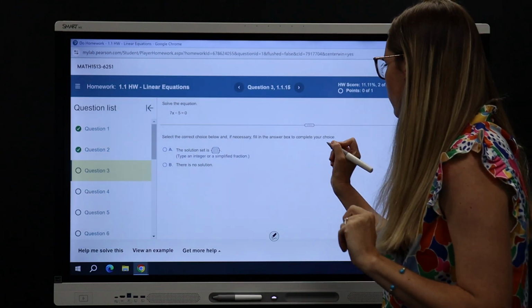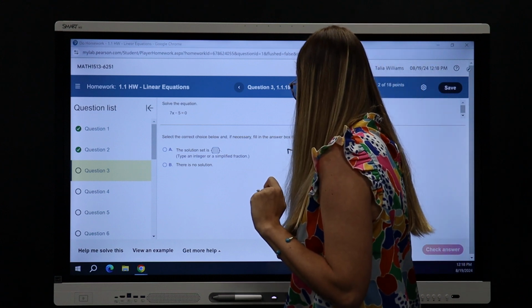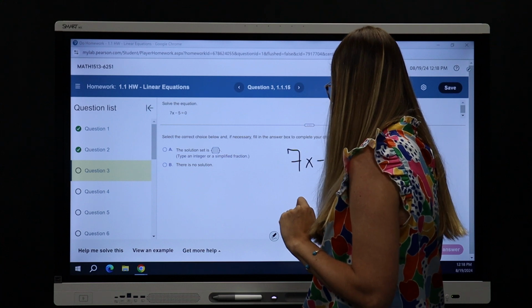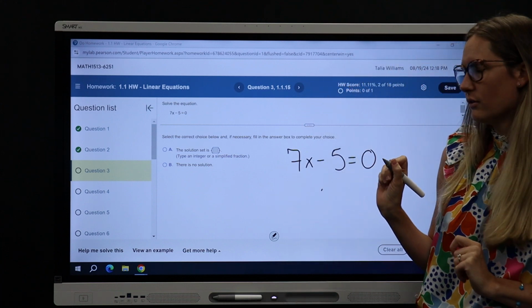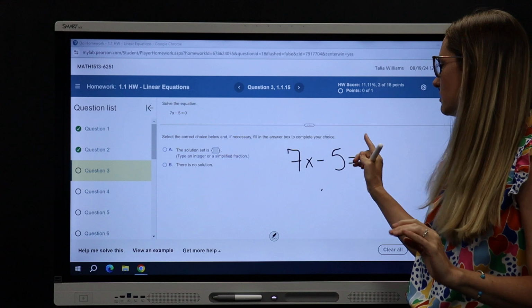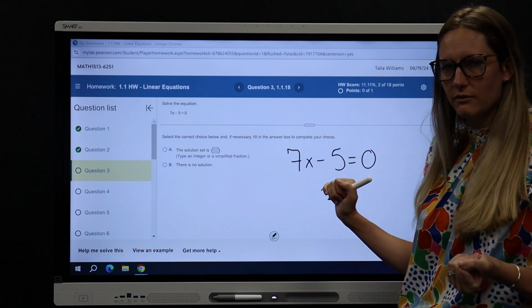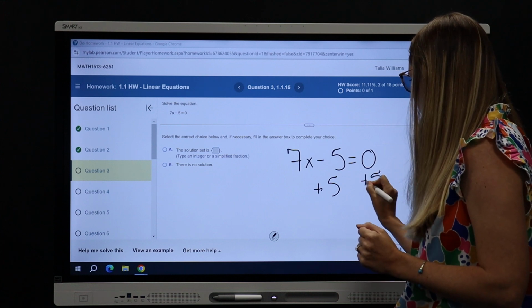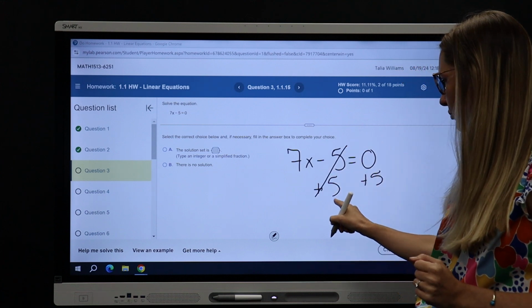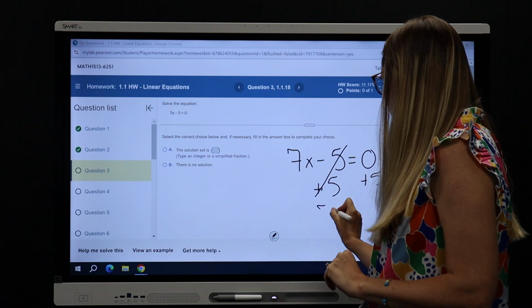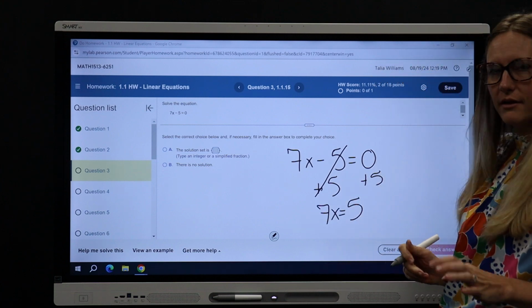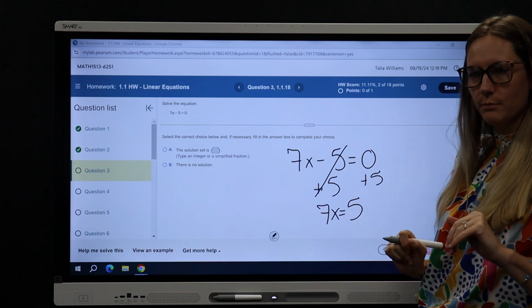7x minus 5 equals 0. So 7x subtract 5 equals 0. So first we're going to move the subtract 5. So the opposite of subtracting 5 is adding 5. Negative 5 plus 5 is 0. So I'm going to have 7x equals positive 5. I don't have to put the positive there, we assume.